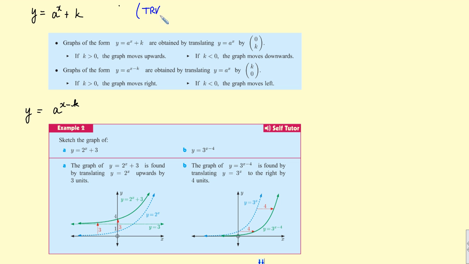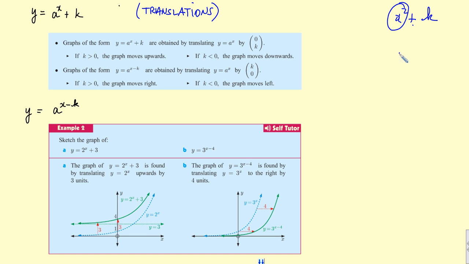So we're looking at translations now, and it's not unlike the quadratics, except now instead of looking at x squared. We know when we looked at x squared plus k, that was the standard parabola, and then you moved it up k units or k units down.